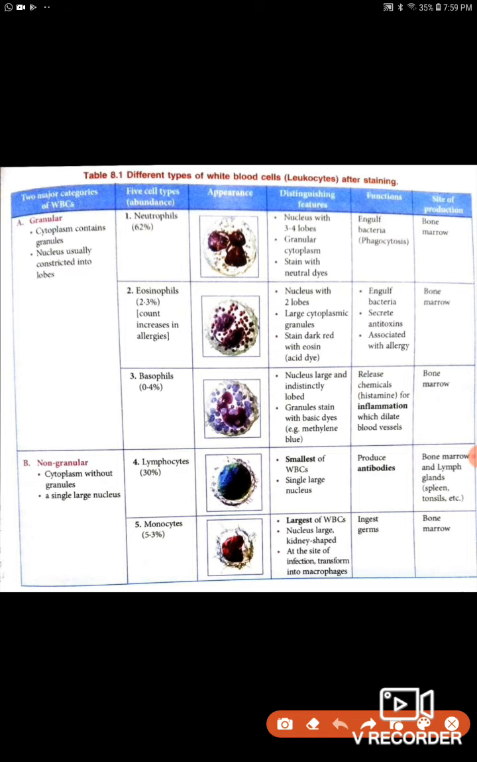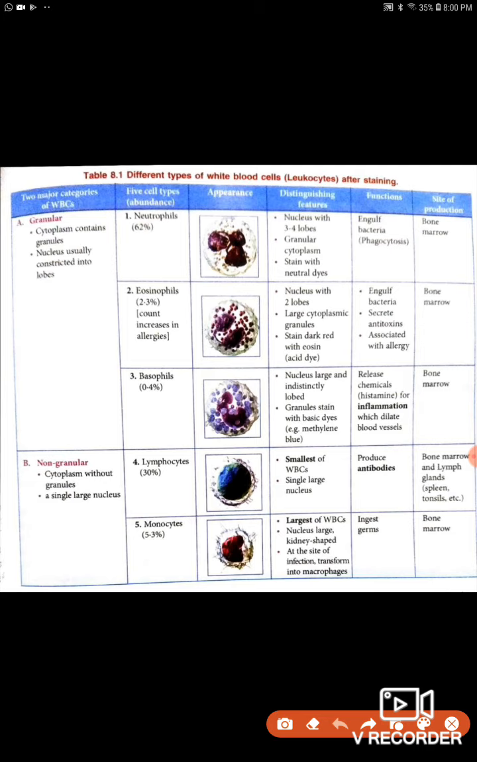Next, monocytes are the largest WBC. The nucleus is large, but it is kidney shaped. They are present at the site of infection, or they transform into macrophages. When we need, they can convert into a macrophage. Functions: the main function of lymphocytes is production of antibody. This word you know from your lower standard. And since monocytes become macrophages, obviously they can help in the ingestion of germs.